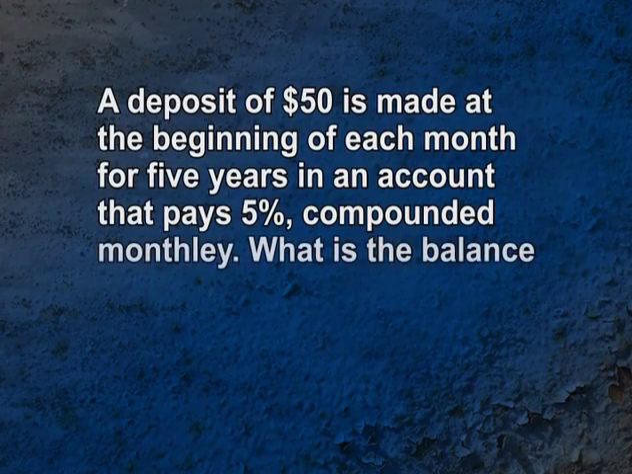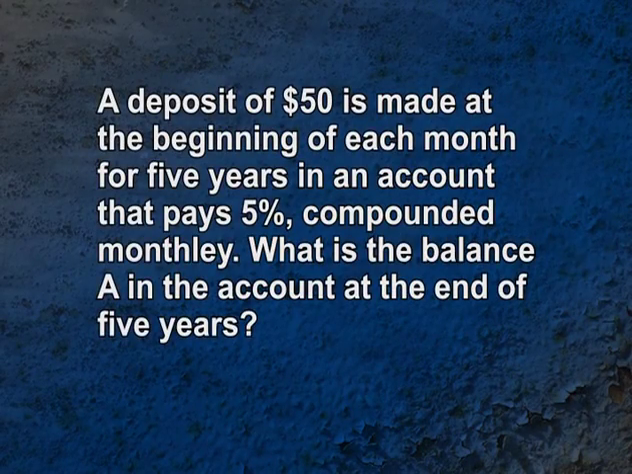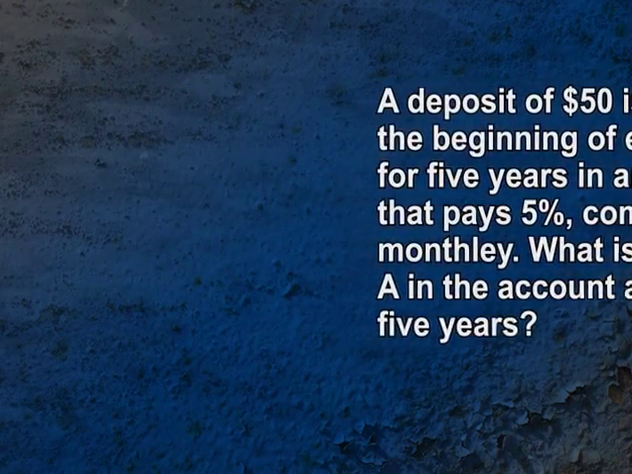Here's a problem involving a finite geometric series. A deposit of $50 is made at the beginning of each month for 5 years in an account that pays 5% compounded monthly. What is the balance A in the account at the end of 5 years?